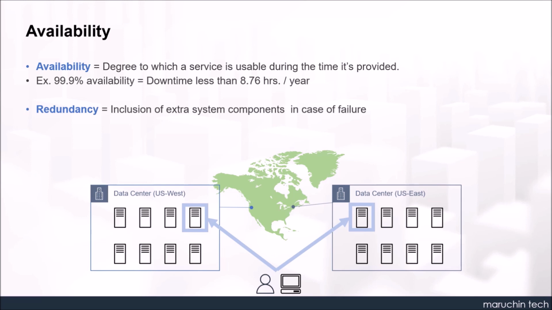And redundancy means the inclusion of extra system components in case of failure. For high availability, in addition to the main server, prepare an alternative server and switch to it in the event of failure. However, running multiple servers at the same time increases the cost. You need to decide the service level and consider the balance between the cost and the service.